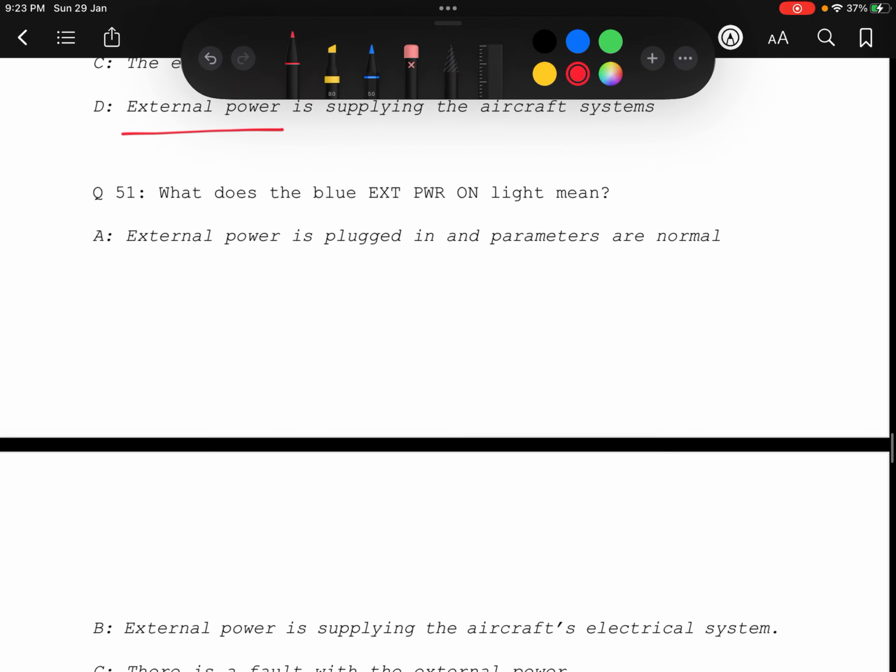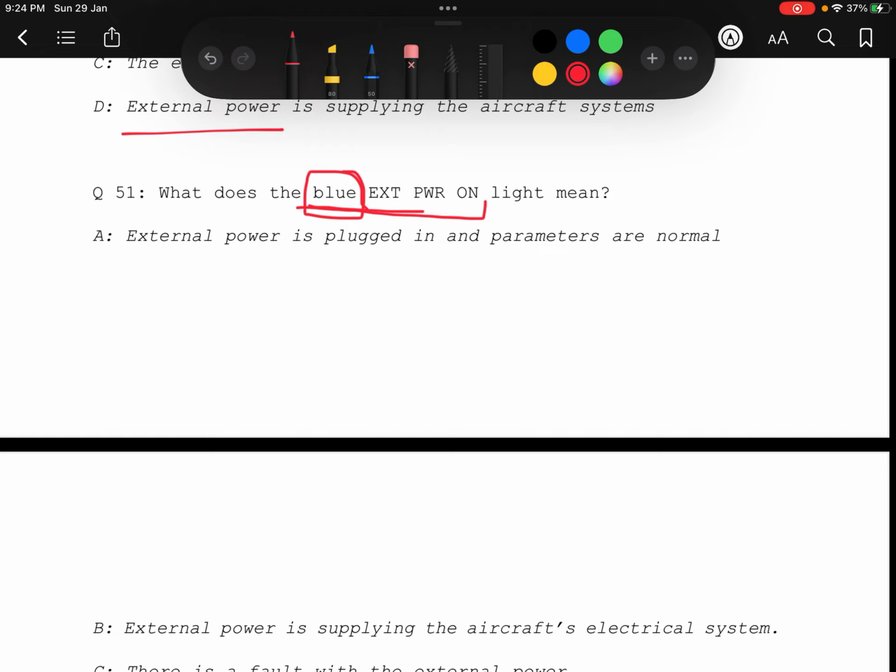Again, next question, what does the blue external power light on mean? If you know the philosophy again of the aircraft and its lights, then blue means it's a temporary connection. It is not the normal thing, but it is not abnormal also to use this push button. It is very normal, but it is for a limited time only. That's why this blue light comes.